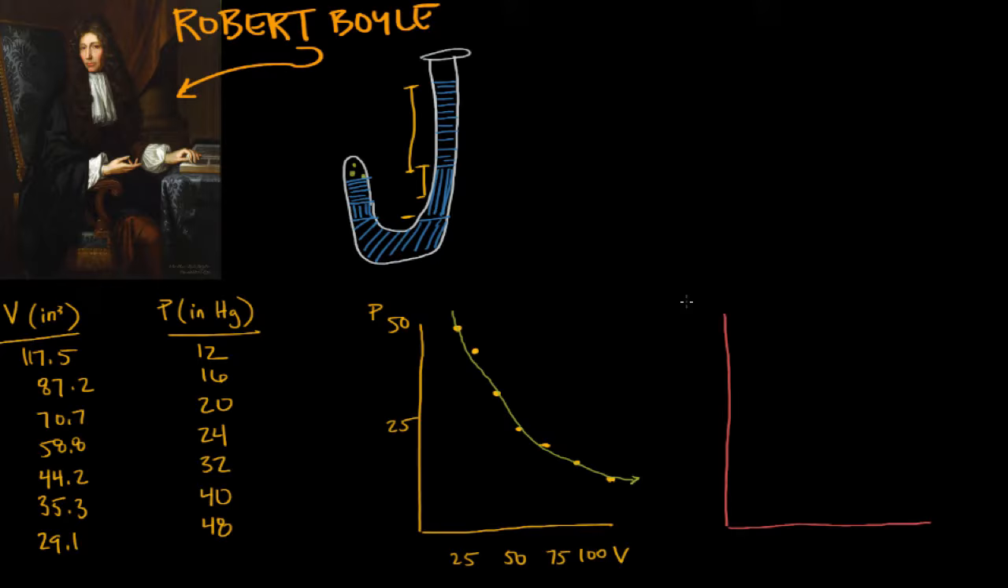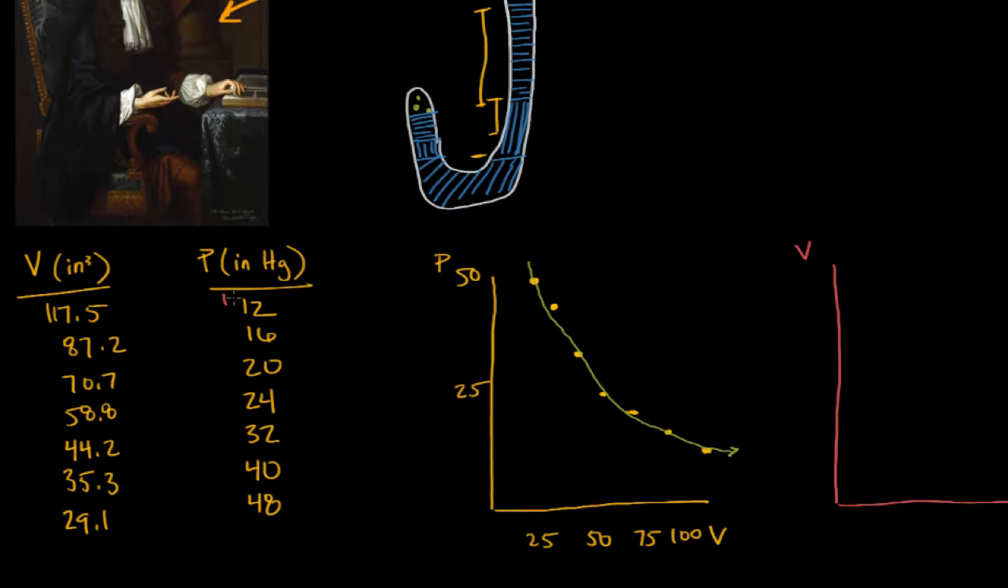We've got volume as a function of the inverse of pressure. So we're going to need the inverse values of all of our pressures. So 1 over 12, the inverse of 12, would be 0.08, and 1 over 16 would be about 0.0625. And if we continue finding the inverse values of these pressures, we would get 0.05 for 20. Then 24 would be about 0.042, and then 1 over 32 would be 0.03125, and 40 would be 0.025.